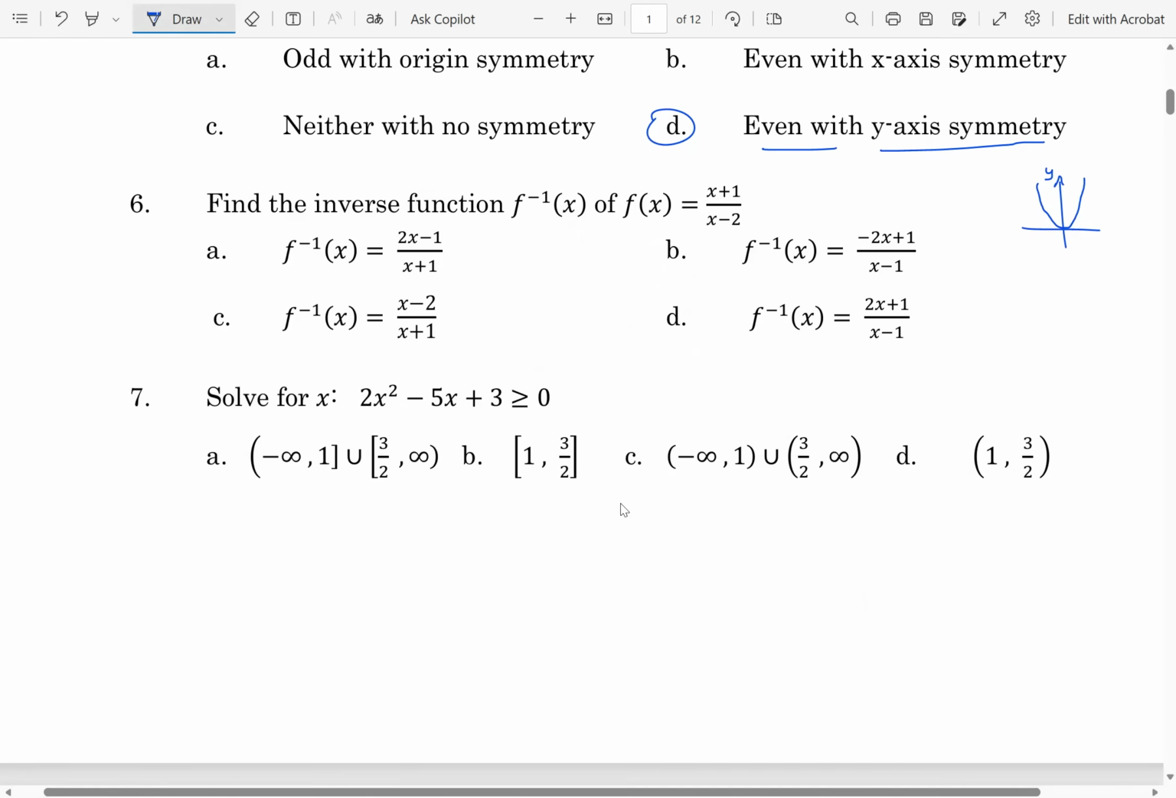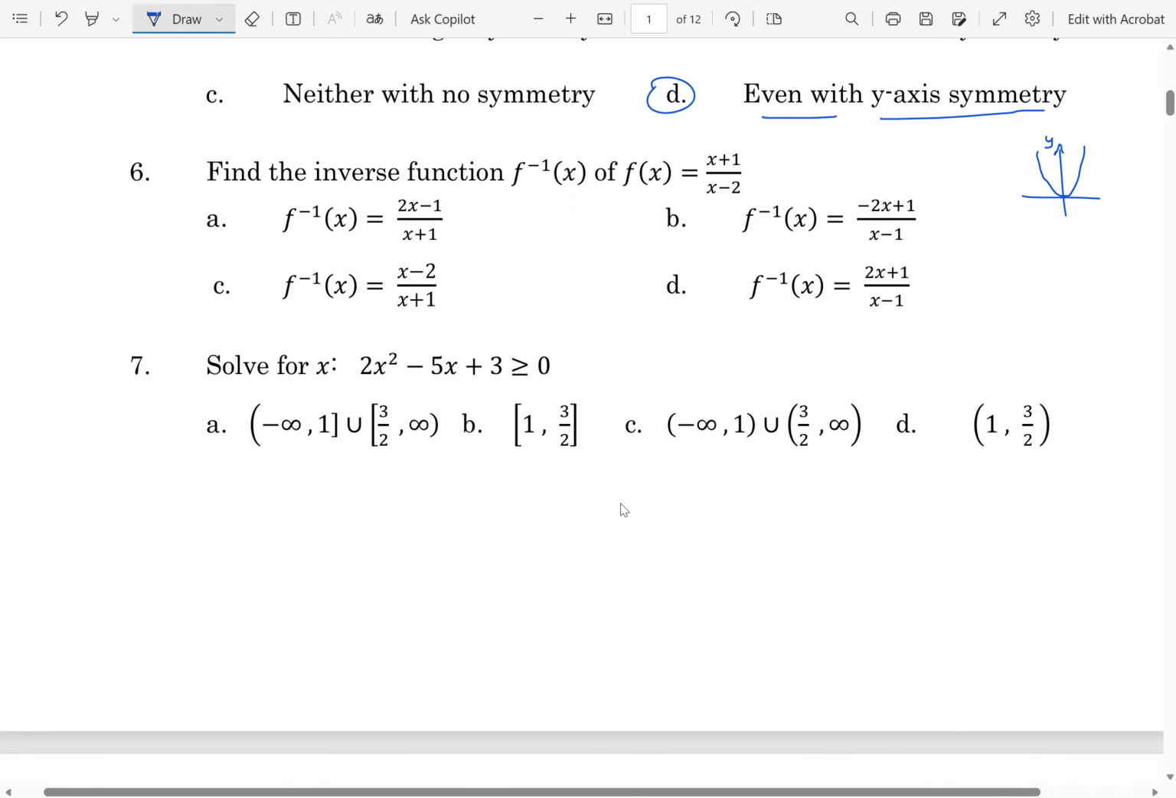Find the inverse function f inverse of x of the function x plus 1 over x minus 2. To find the inverse function, it has some easy steps. Let me solve it down here.